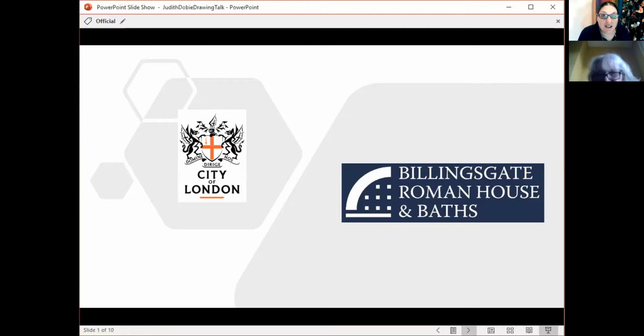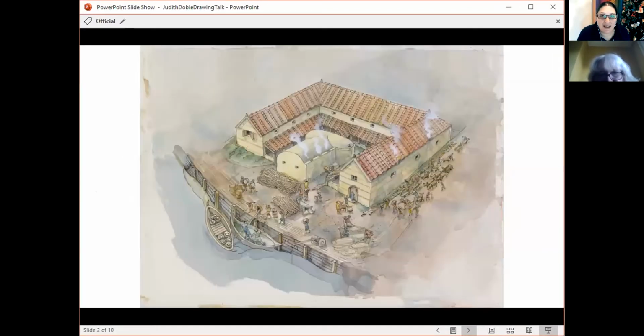So let me first show you the picture that Judith painted for us. This shows Billingsgate Roman House and Baths as it would have been in around AD 250, and we did do a video with Judith to talk through how she created it and what the research was and her process for going about creating this. So you can look in our list of videos and find that.